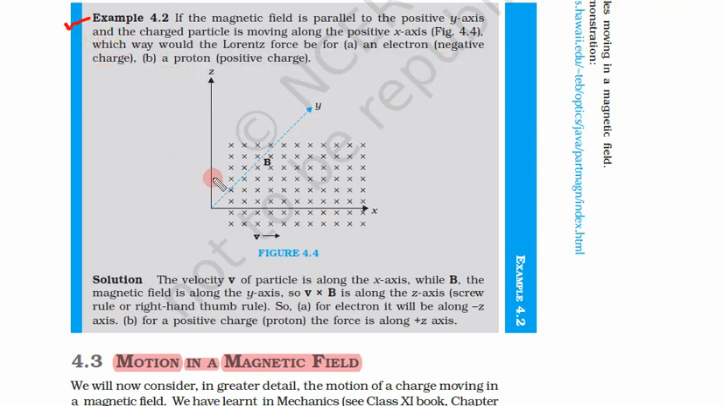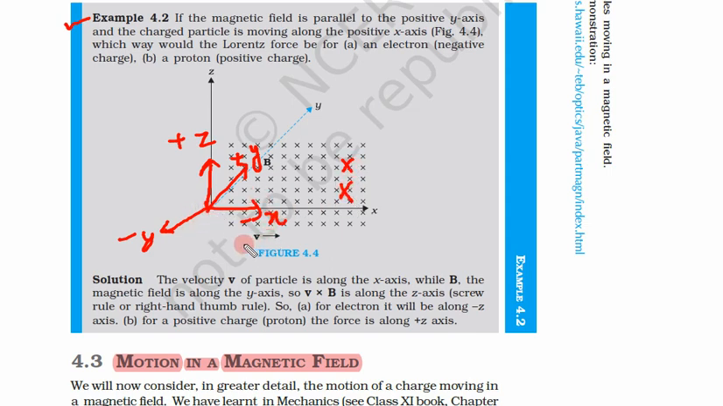In this diagram all three axes are shown. This is the z-axis, this is the x-axis, and this one is the y-axis. All these are positive axes. This is negative y, which means negative y is out of the plane of the paper, and positive y is inside the plane of the paper. So that's why this magnetic field is shown by a cross. That means the magnetic field is inside the plane of the paper.